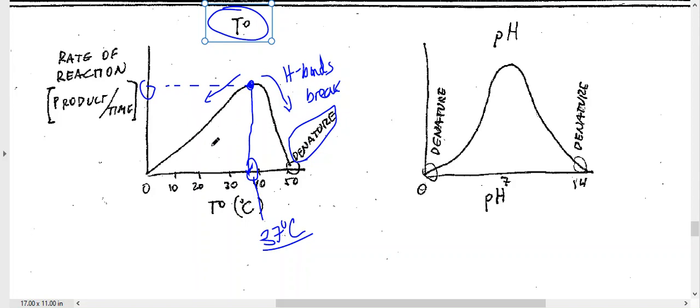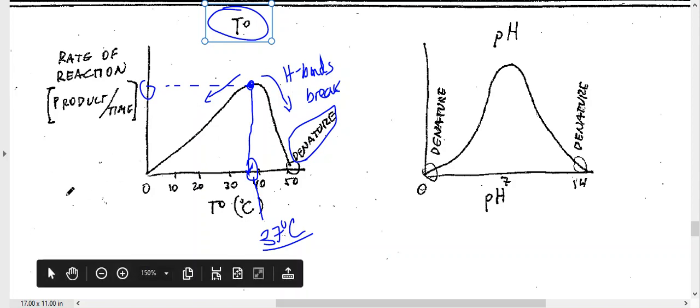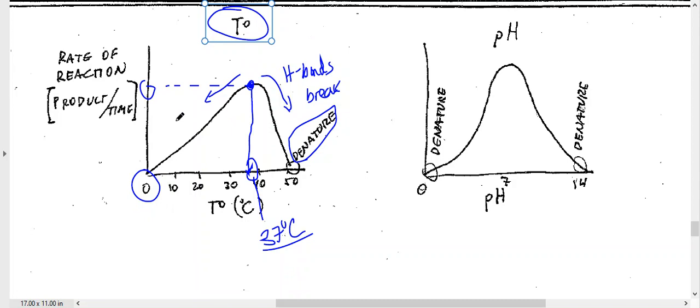You're decreasing kinetic energy. You're not breaking hydrogen bonds, you're just decreasing total movement, which means your reactants and your enzymes will encounter each other less frequently, and the rate of product formation will decline, right? It is possible to denature under very, very cold conditions, but what usually happens is you hit 0 degrees Celsius first, and the cytoplasm freezes, right? So for all intents and purposes, cold temperatures simply slow down collisions.